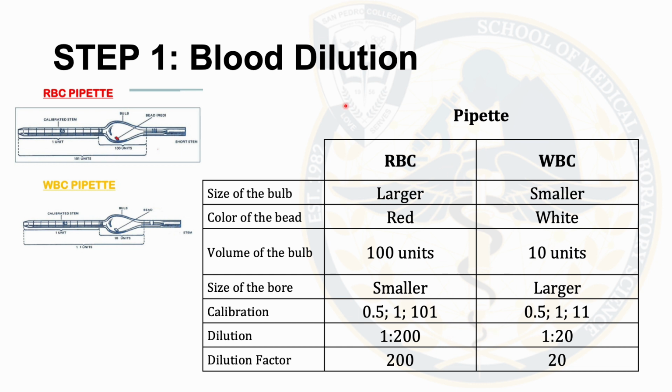You can pause the video and then try to familiarize or memorize the differentiation between the RBC and the WBC pipette. But I'd like to emphasize, guys, the calibration. They have the same up to the stem, but it will differ once it reaches the bulb. So your RBC has up to 101 mark, because the bulb can accommodate 100 units, while your WBC is only up to 11 mark because the bulb can accommodate 10 units only. So it will also be evident when you check the dilution of your RBC pipette and WBC pipette. As you can see, 1:200 is the dilution of your RBC pipette, while your WBC is only 1:10.